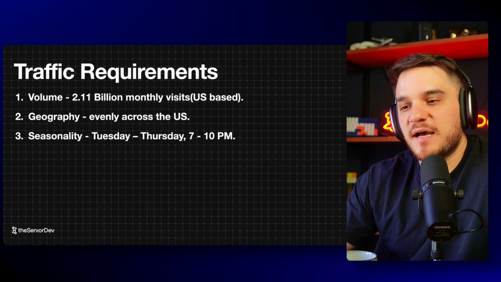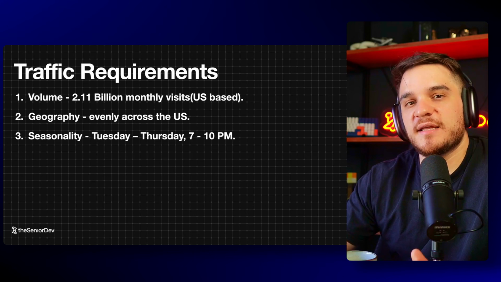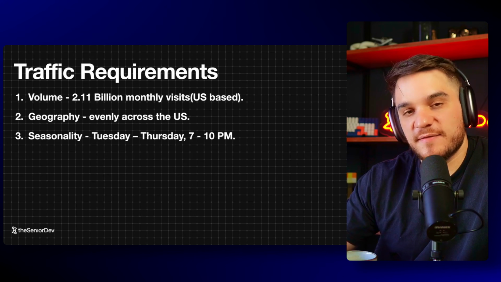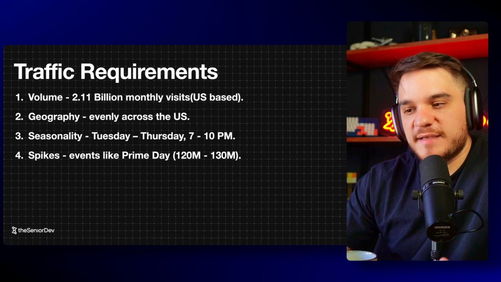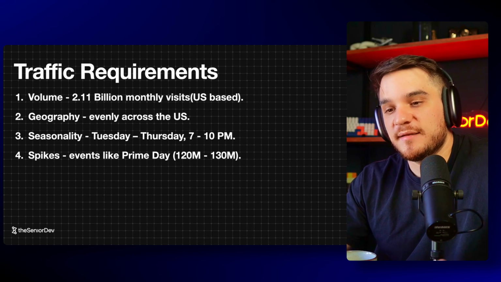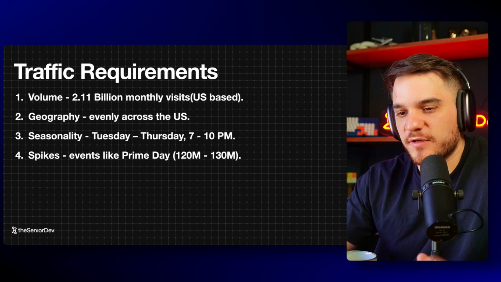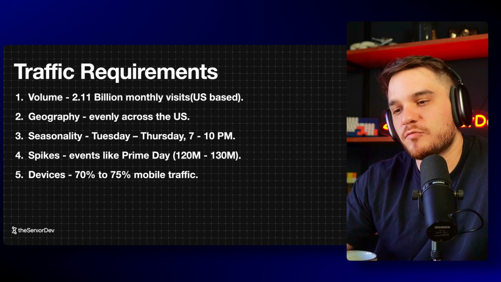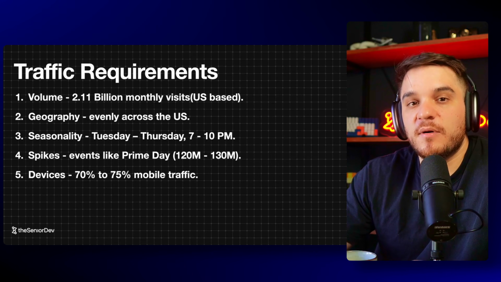In terms of seasonality, Tuesday to Thursday, it's more or less peak hour, 7 to 10 p.m. There are certain spikes like Prime Day, where on that single day, we get around 120 million users, but we will leave those out for now. And in terms of device, 70 to 75% of traffic comes from mobile devices.